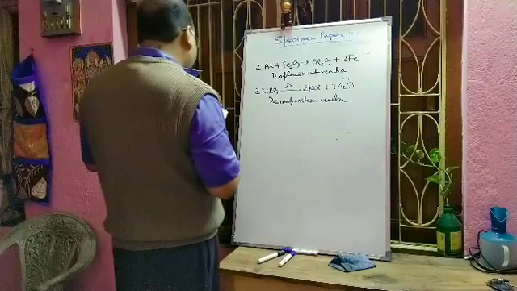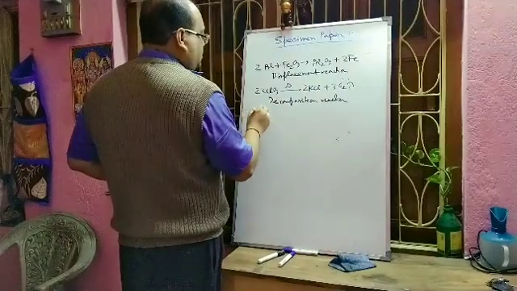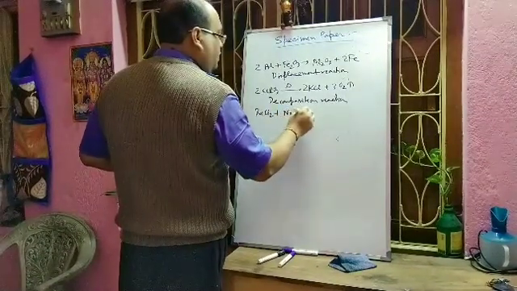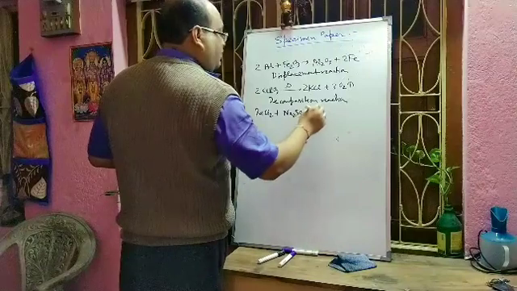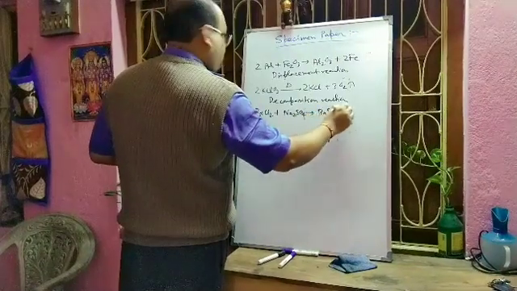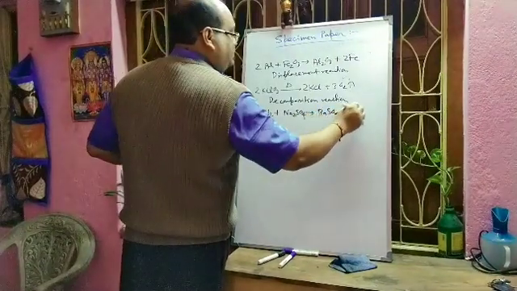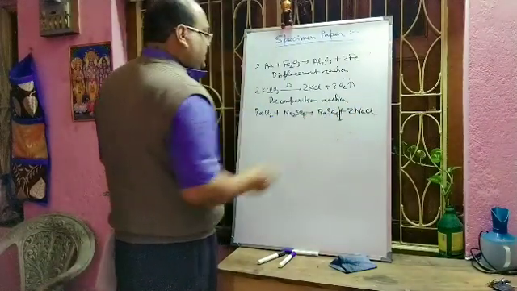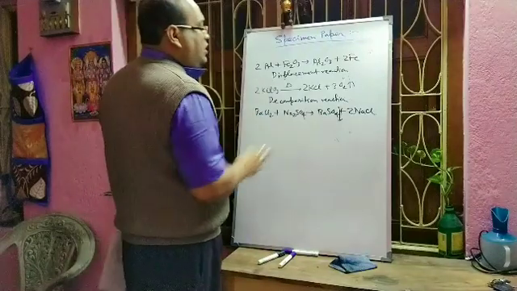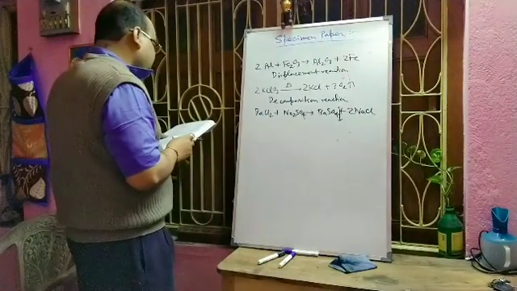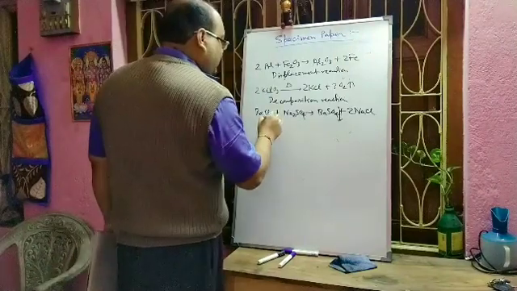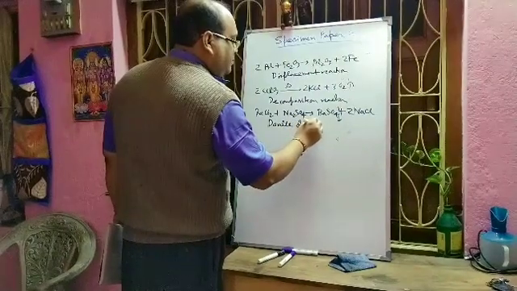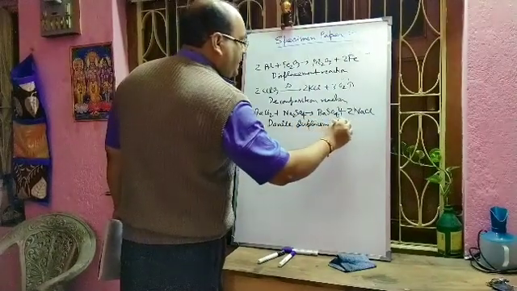Next one is given barium chloride plus sodium sulfate. So BaCl2 plus Na2SO4 forms BaSO4 plus 2NaCl. Okay, so barium sulfate is an insoluble precipitate. So definitely this is a double displacement or double decomposition. Double displacement is given here, so you write this is a double displacement reaction.